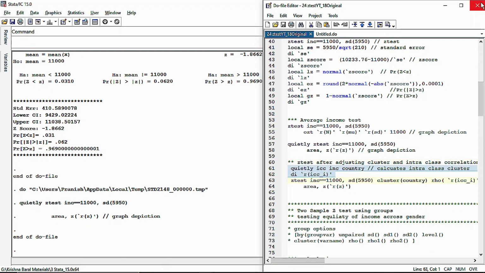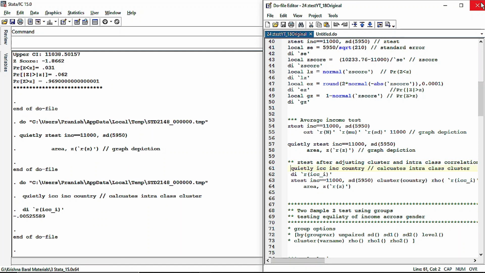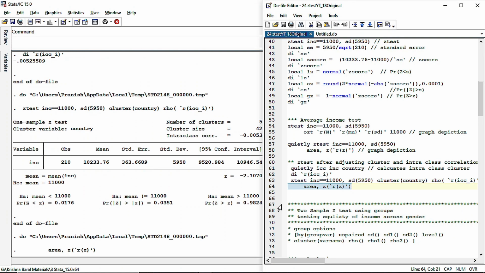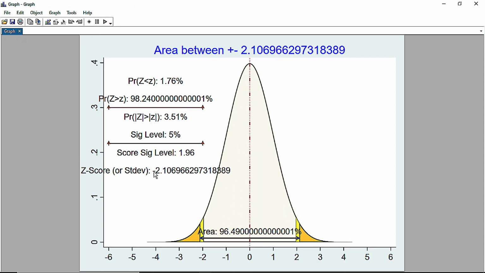First of all, let us see how we calculate the intra-class correlation. We use the ICC command, and the intra-class correlation is minus 0.005. We use the same value to perform the Z test after incorporating the cluster and the intra-class correlation. So our Z score is minus 2.10, and our p-value is 0.0398. Let us see whether we get the same information or not. Z score is minus 2.10, and here we have 0.0398.